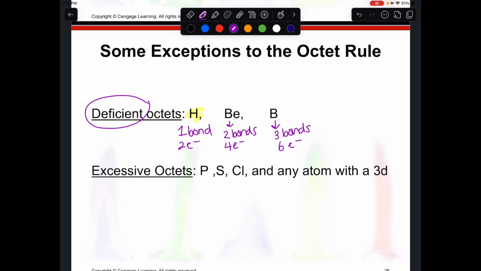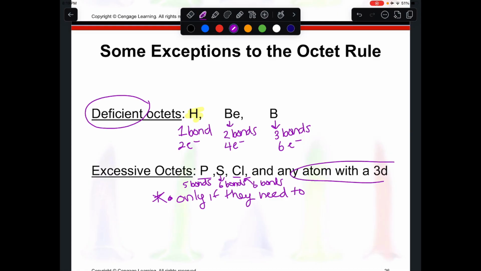Okay. Things that can increase above 8 only if they need to. Only if they need to. That's a big caveat here. People will start adding extra if they feel like they need to. P can have a total of 5 bonds if need be. S can have a total of 6 bonds. And then Cl can also, if it needs to, have 6 bonds. Remember when I say 6 bonds, that's 12 electrons, 5 bonds, 10 electrons.